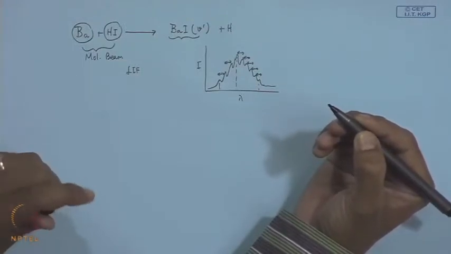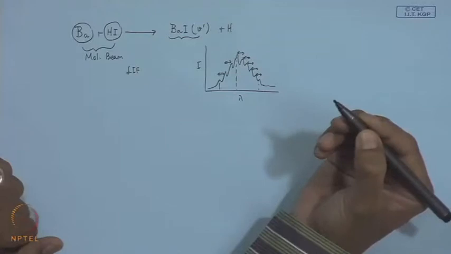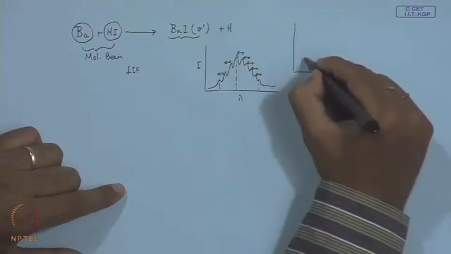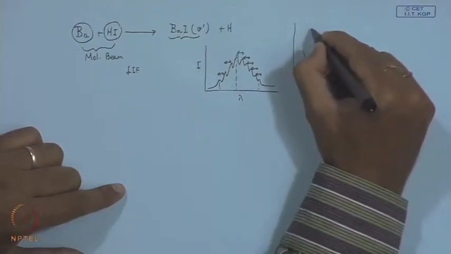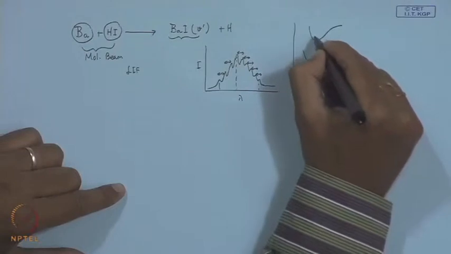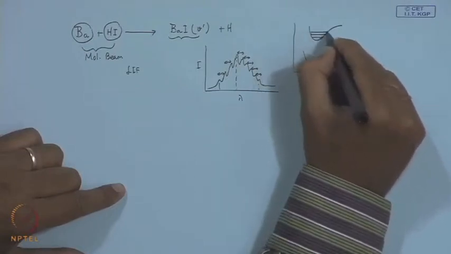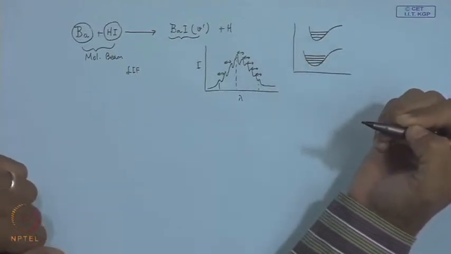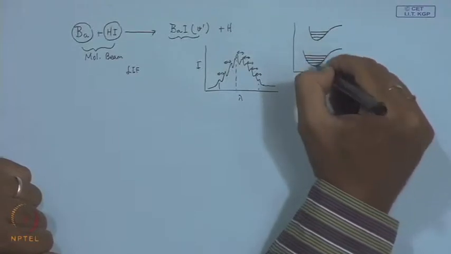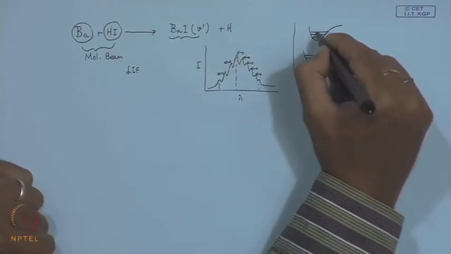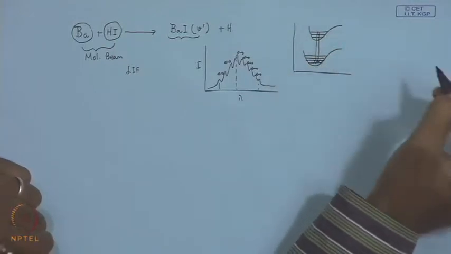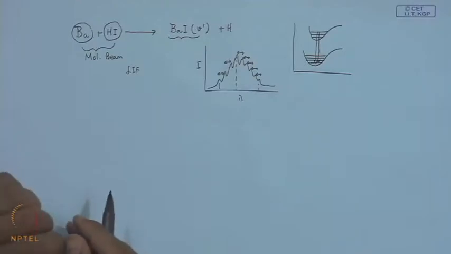Okay. The only requirement, what is the basic requirement? Since you are probing, this is your lower level and this is your upper level. So this should fluoresce; radiative de-excitation should take place from here to here, so that you get emission. This should be radiative, okay. So, if there is no radiative emission, then this method will not be successful.